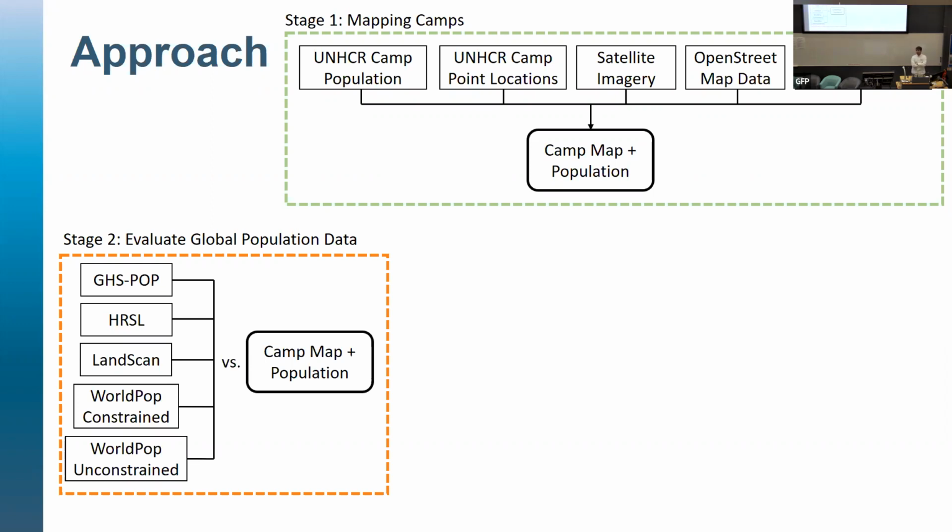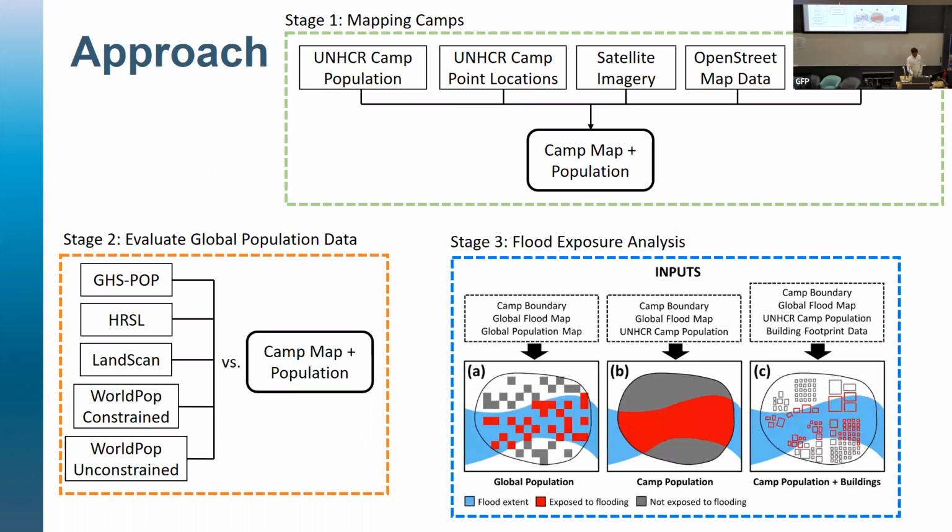The second stage was an evaluation of the global population data. So the question we were trying to answer was, how good are these global population maps at identifying camps and replicating camp populations? To do this, we compared 5 commonly used global population maps with the UNHCR reported camp populations. And based on the results of this evaluation, we then used the best performing global population map in our exposure analysis.